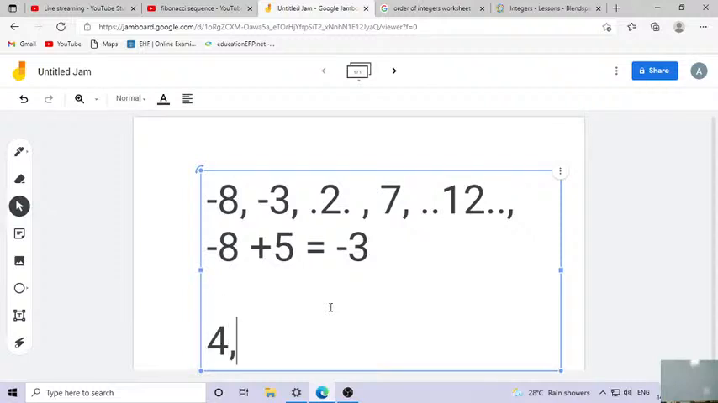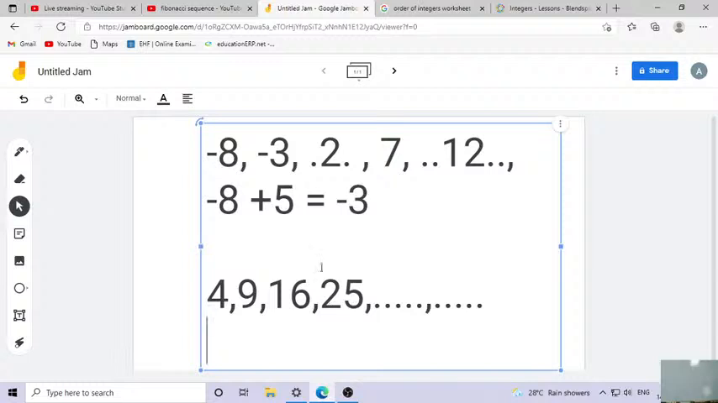For example, if I ask you 4, 9, 16, 25, what will be the next two numbers? After this exam, I promise you, those who want to prepare for an NMTC for the next year, some videos I will try to put in a week.